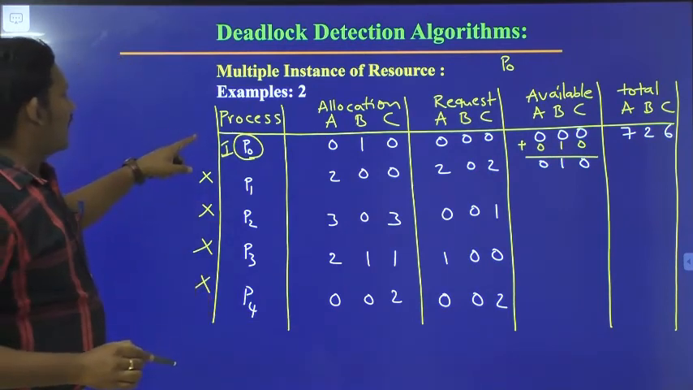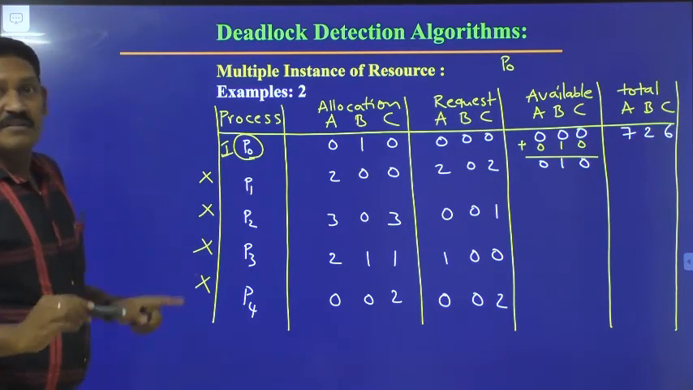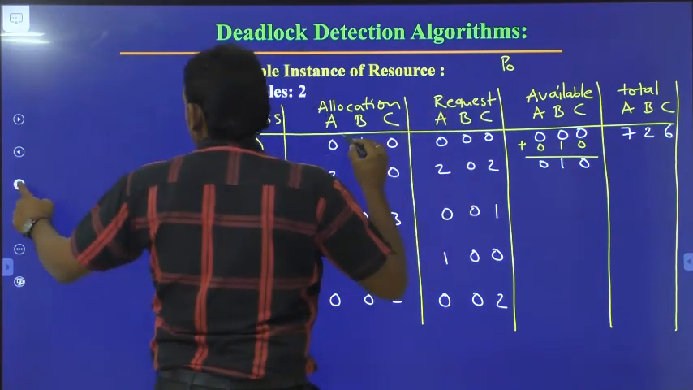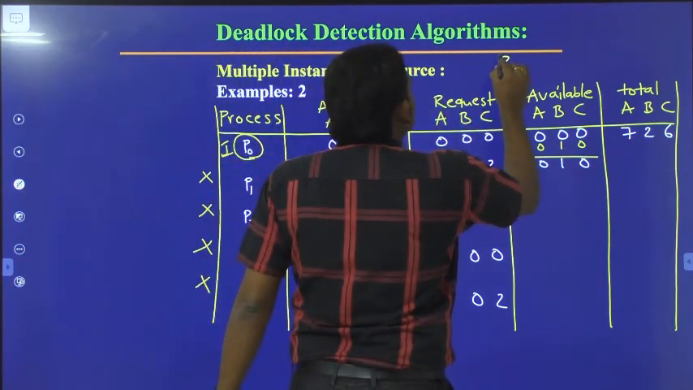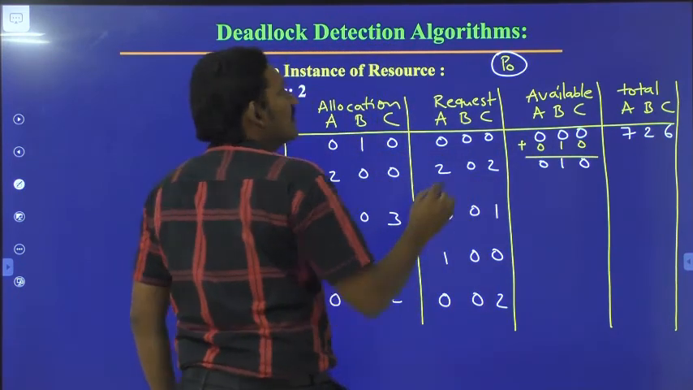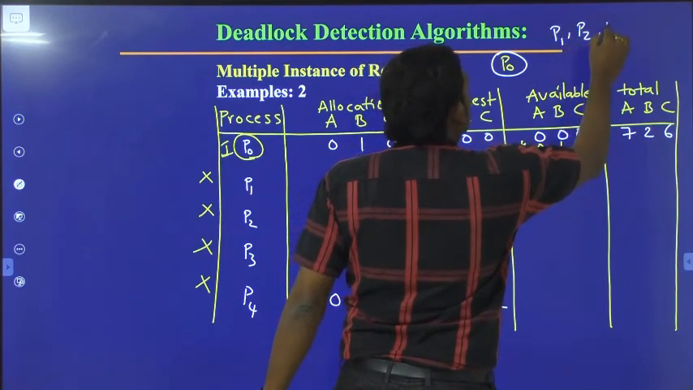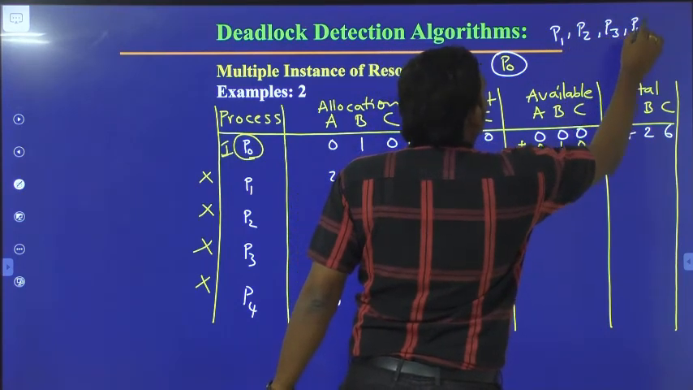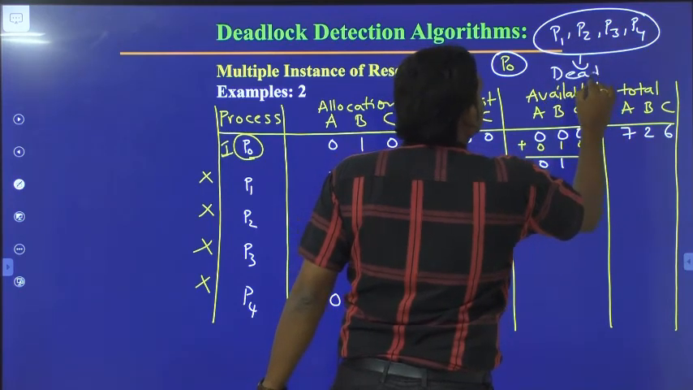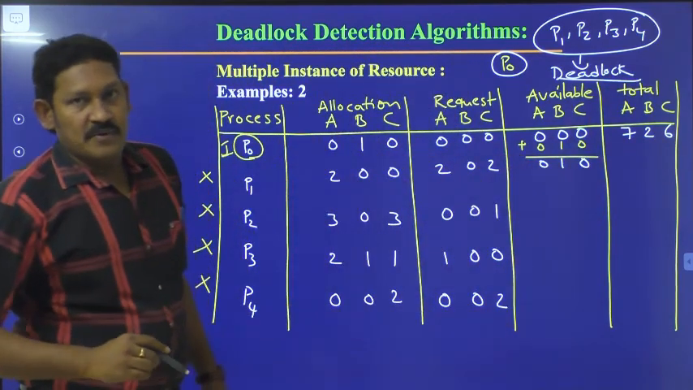If you go back again, P0 is already executed. The remaining P1, P2, P3, P4 are not possible. So here, see, only process P0 is executed. For the remaining P1, P2, P3, P4, in these 4 cases, the deadlock has occurred. The deadlock has taken place, right?